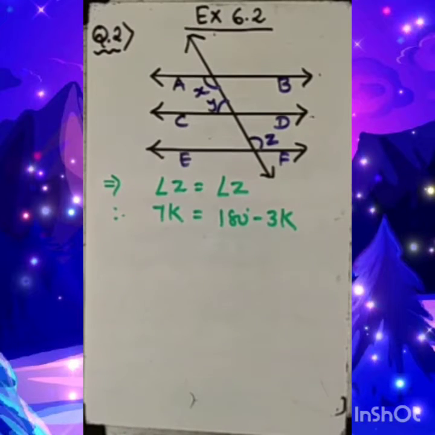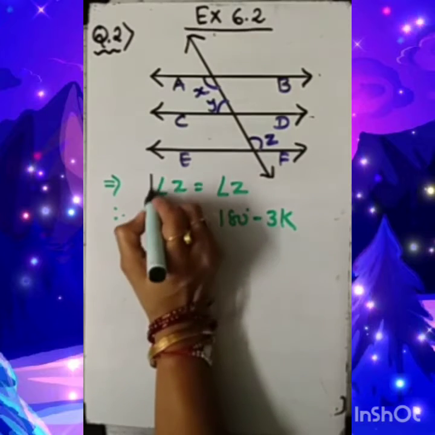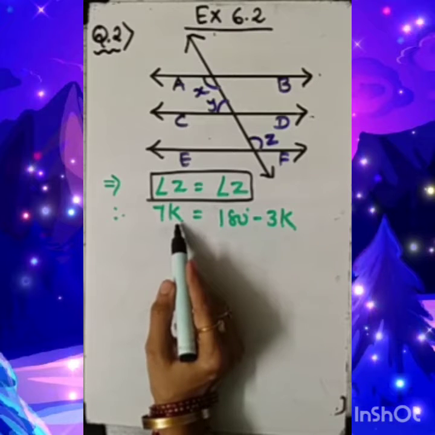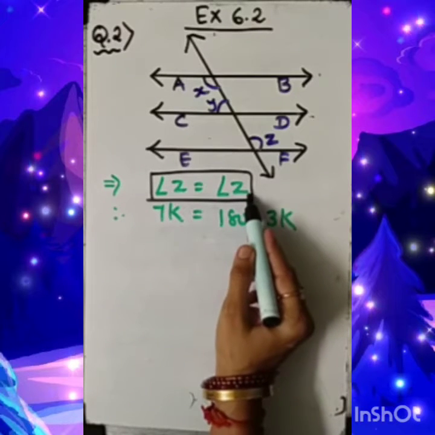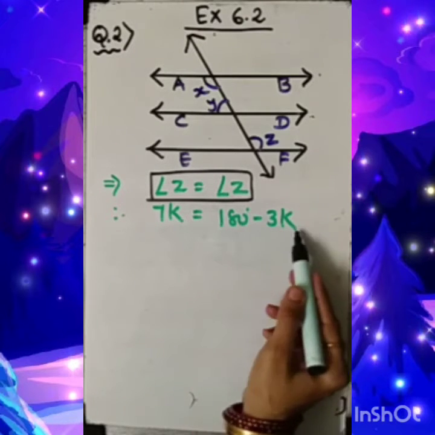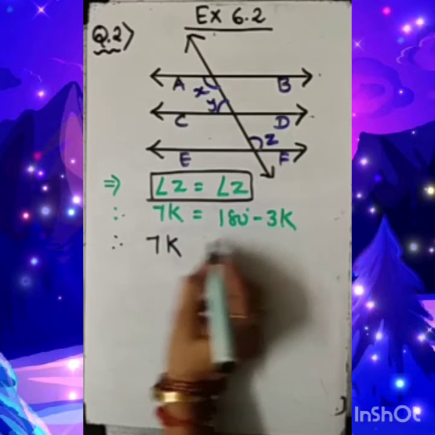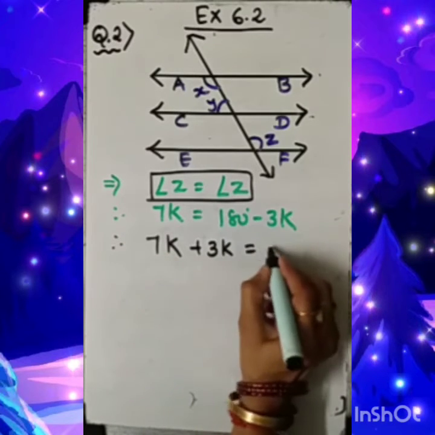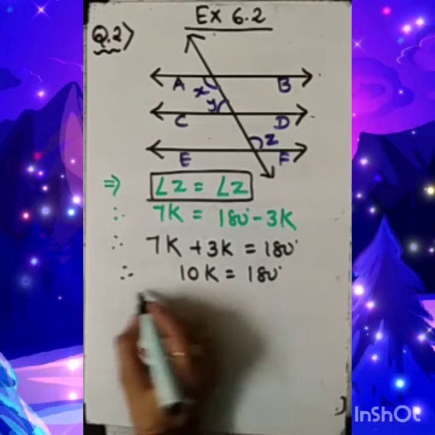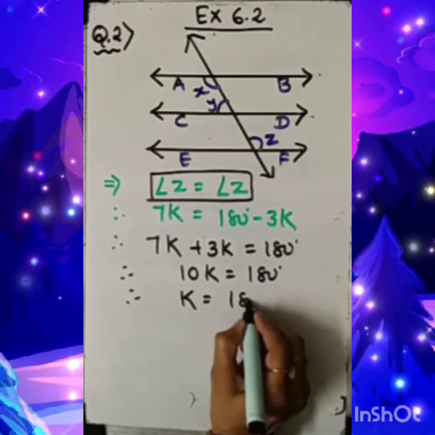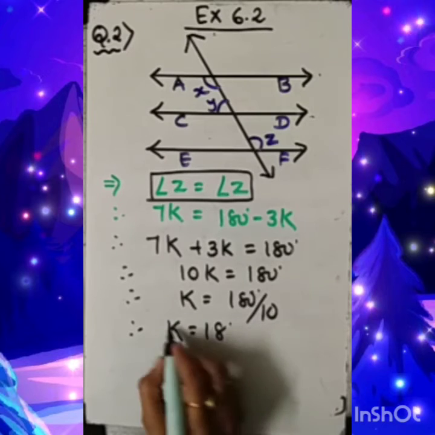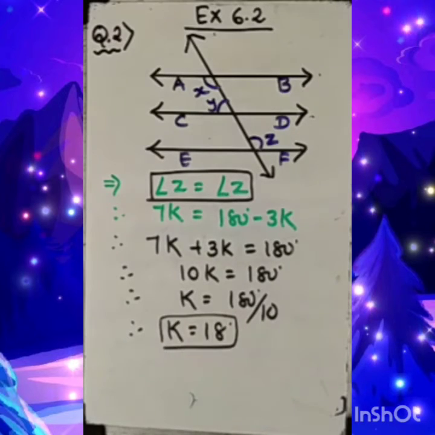So, my dear student, as I told you, both of these z, the value remains the same. According to the given ratio, it is 7k. And as we applied the properties, we got the value of z as 180 minus 3k. So my dear students, 7k plus 3k equal to 180 degrees. Therefore, 10k equal to 180 degrees. Therefore, k equal to 180 divided by 10. So the value of k will be 18 degrees here.